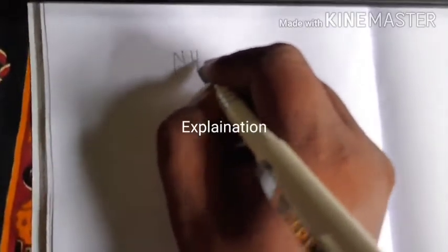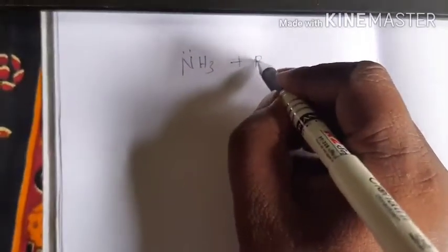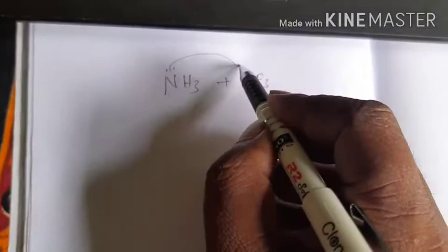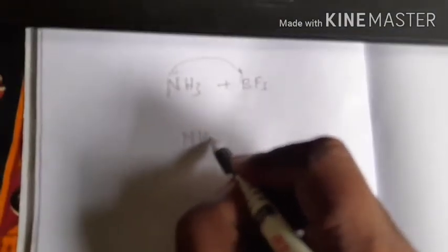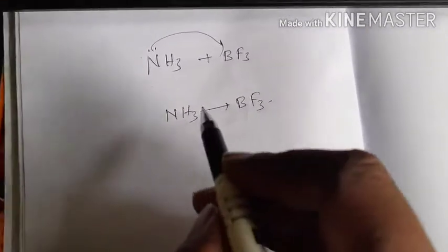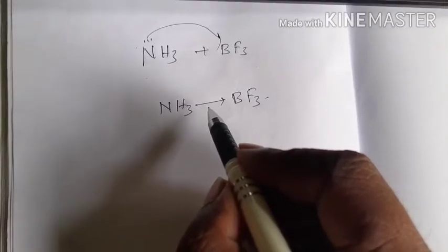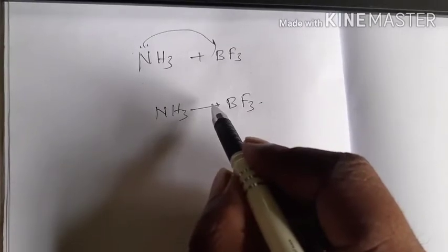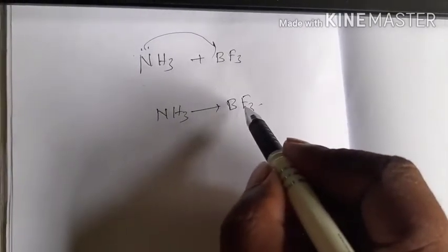Here I am considering the ammonia molecule, which has a lone pair, and boron trifluoride, an electron deficient molecule. Now what will happen? This lone pair will coordinate with BF3, and the bond formed between them will be represented as NH3→BF3 by an arrow sign. This bond is known as the coordinate covalent bond, as ammonia itself donates its electron pair, so ammonia is known as the donor, and BF3, accepting the electron pair, is known as the acceptor.